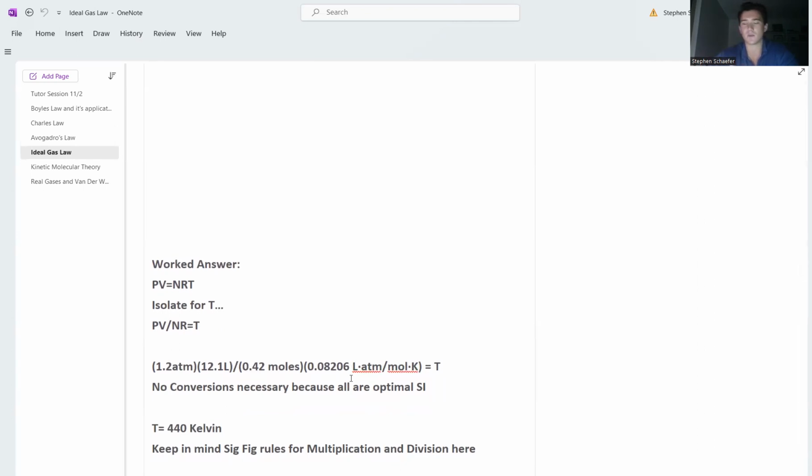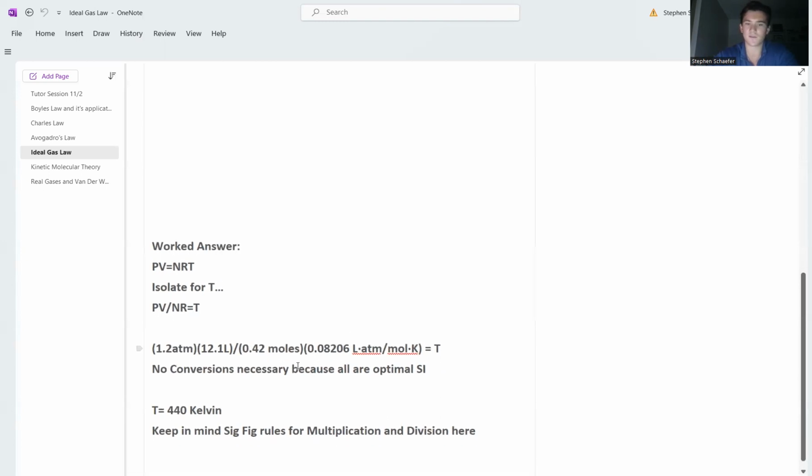So like I said, PV equals nRT, we're isolating for T. So we're going to have the product of pressure and volume divided by the product of the amount of moles in the gaseous system times the gas constant, which is 0.08206 liters times atm divided by moles times K, right? So all we got to do is plug in now. And then we don't have to convert because we're at the optimal SI units we want. And we're going to pop out 440 Kelvin.